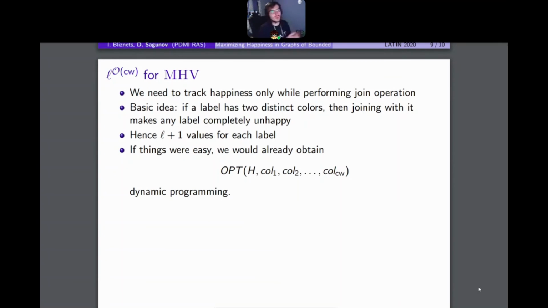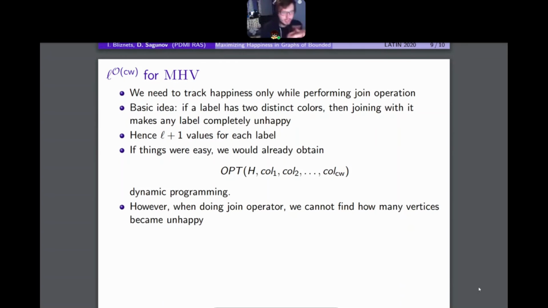And if things were easy, we would already obtain the dynamic programming with such fields. So you would have just a color variable for each label, either the color or a mark that this label has two distinct colors. But with these fields, you cannot keep track of which vertices become unhappy when you perform a join operation. So for two labels, you know the color of this one and the color of that one, and when you join them, you cannot know anything about which vertices become unhappy.